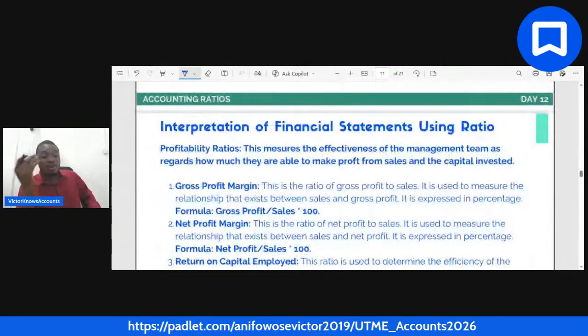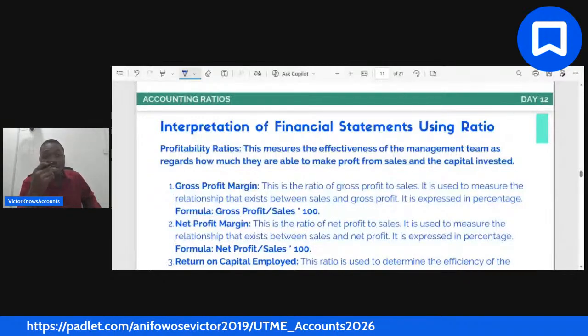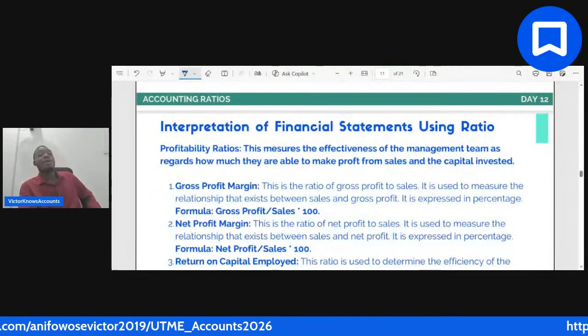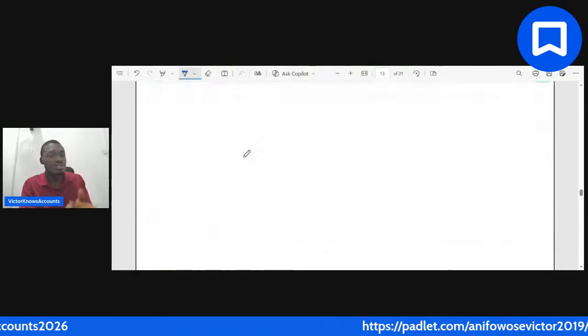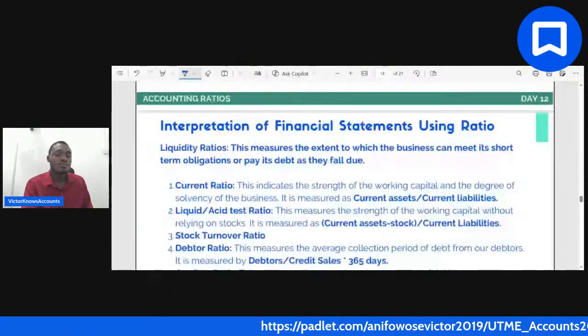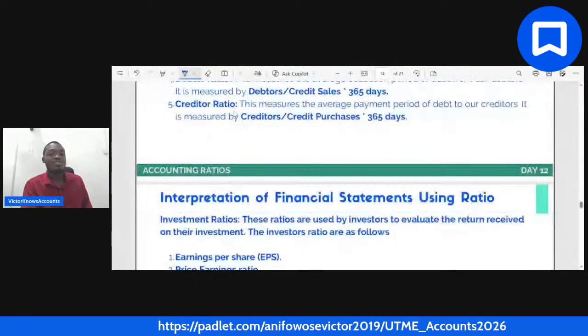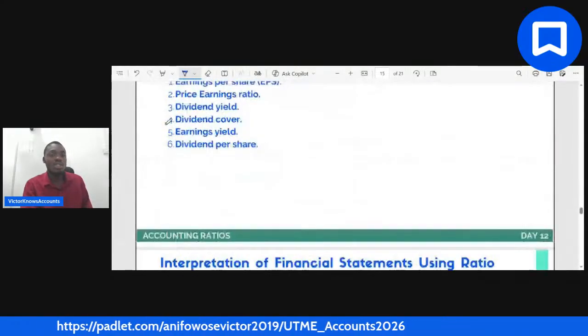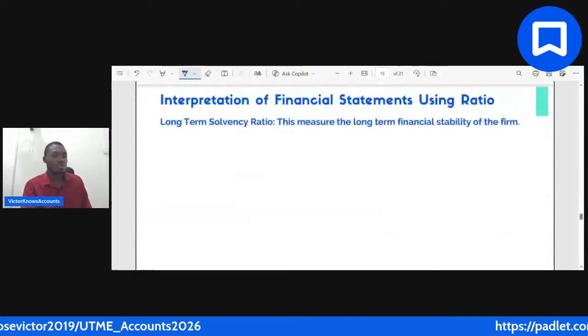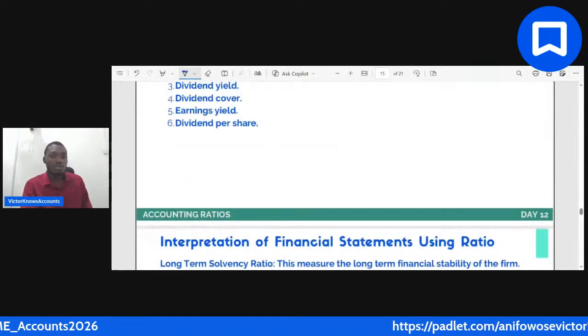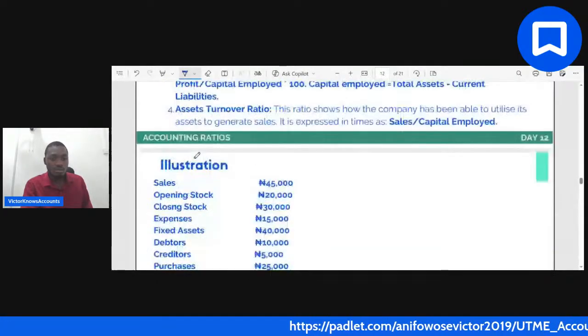Now, there are 4 major types of ratios when it comes to analyzing financial statements. We have the profitability ratios, we have the liquidity ratios, this is number 2. We have the investment or investors ratio. Then we have the long-term solvency ratio or gearing ratio. Are we together? Now, I'm going to explain it one by one.